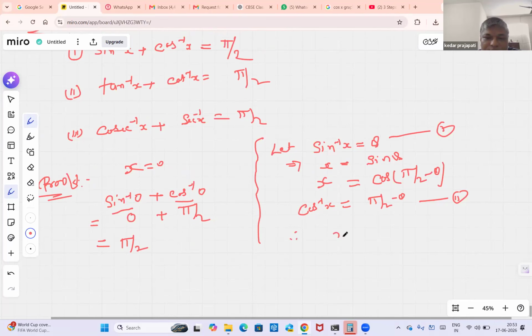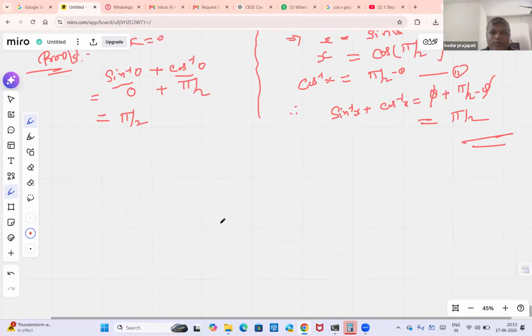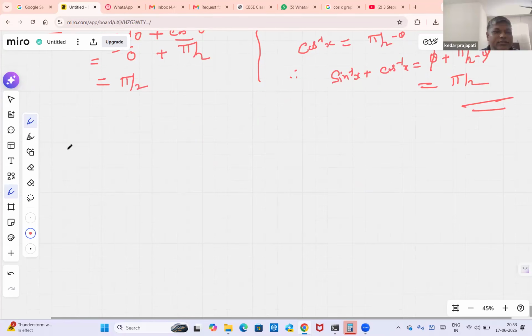Therefore, sine inverse x plus cos inverse x, by 1 and 2, will be theta plus pi by 2 minus theta. Theta cancels. It became pi by 2. Proved, right? Okay, do the second one along with me.